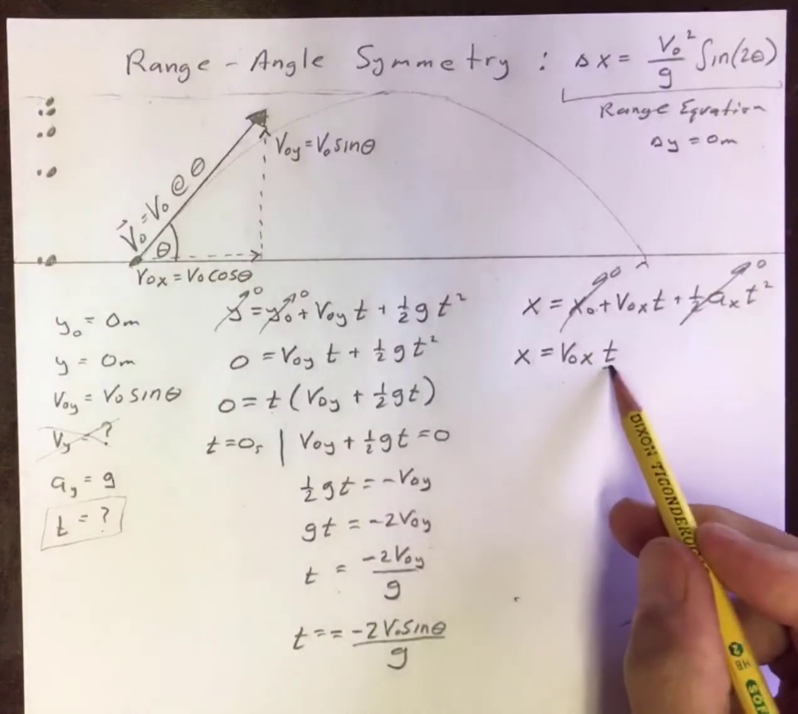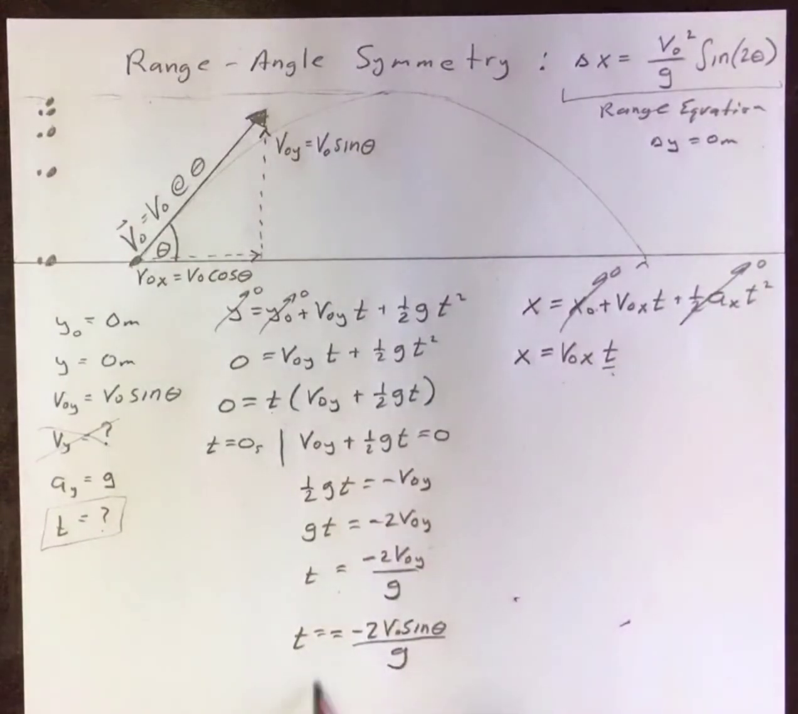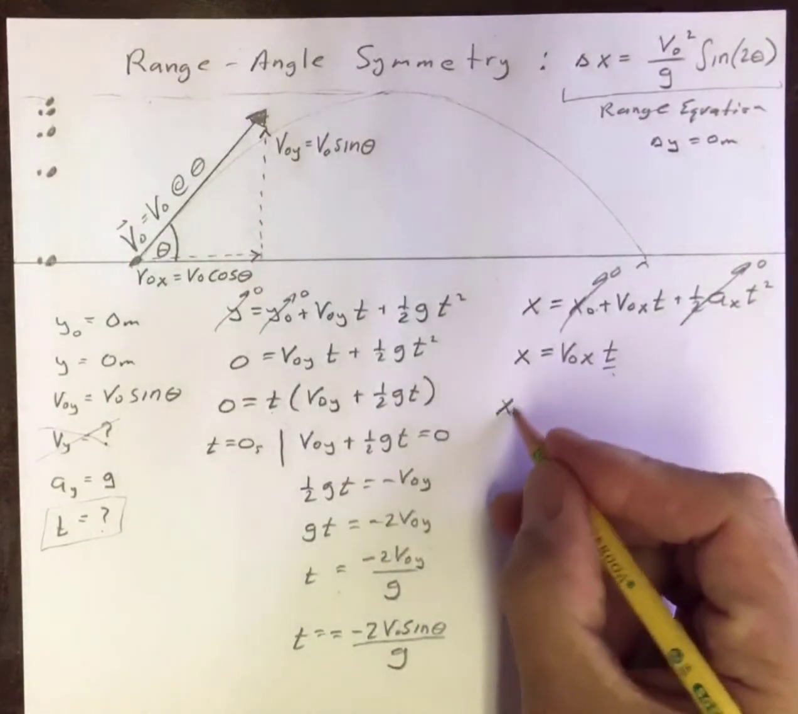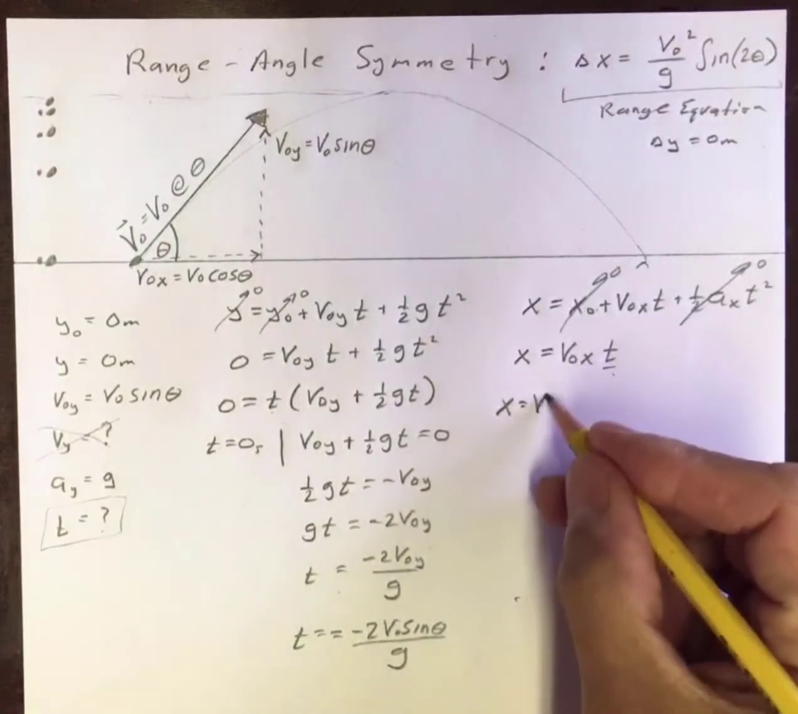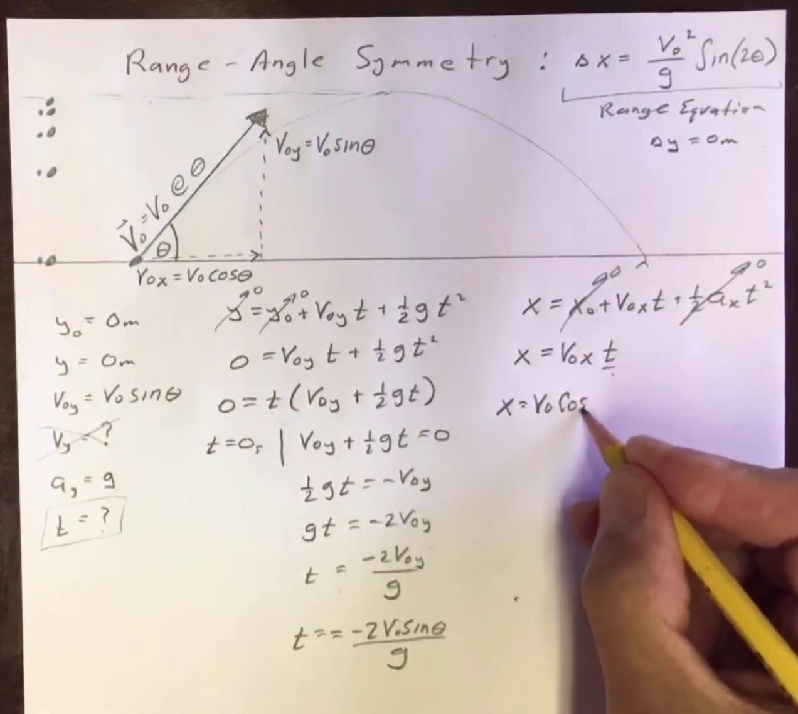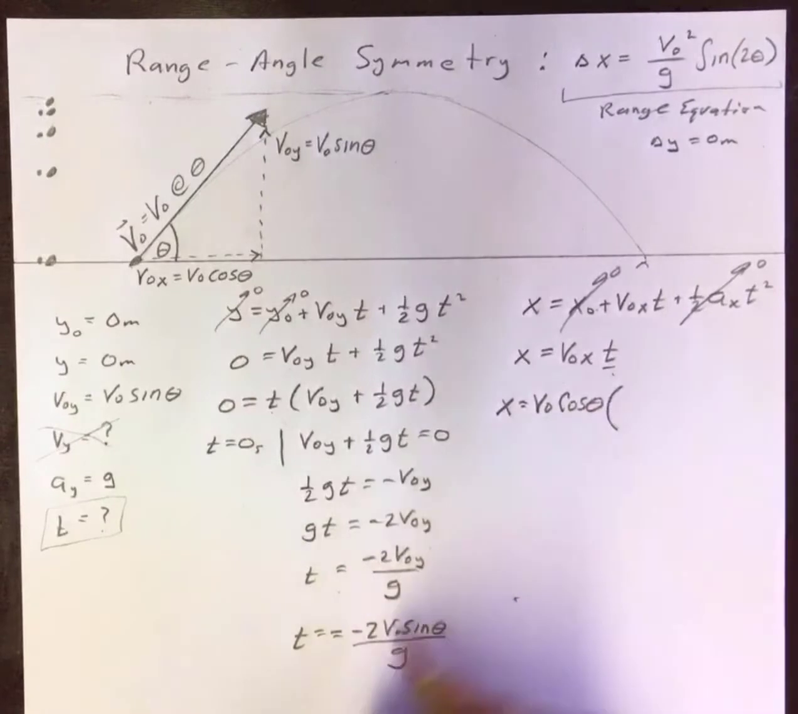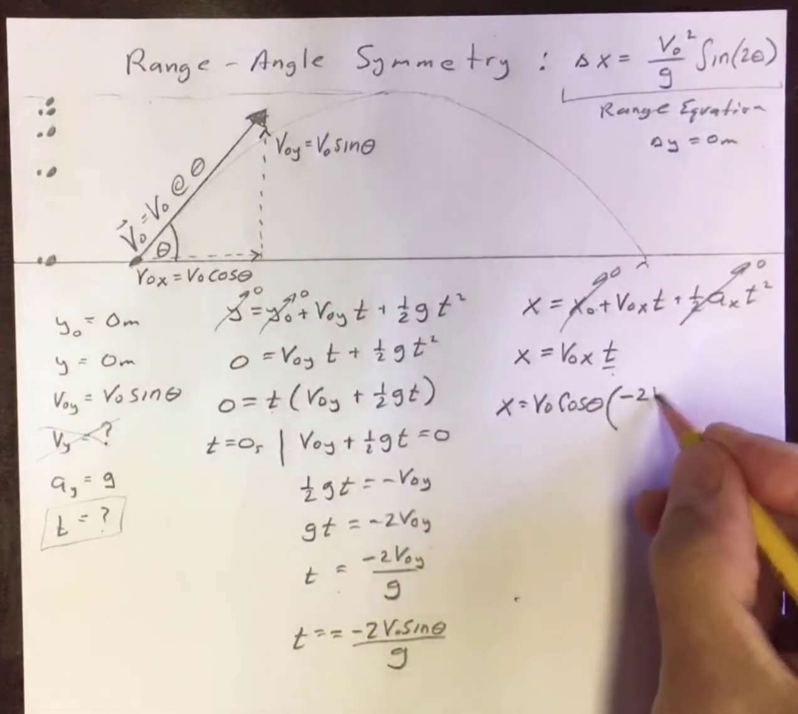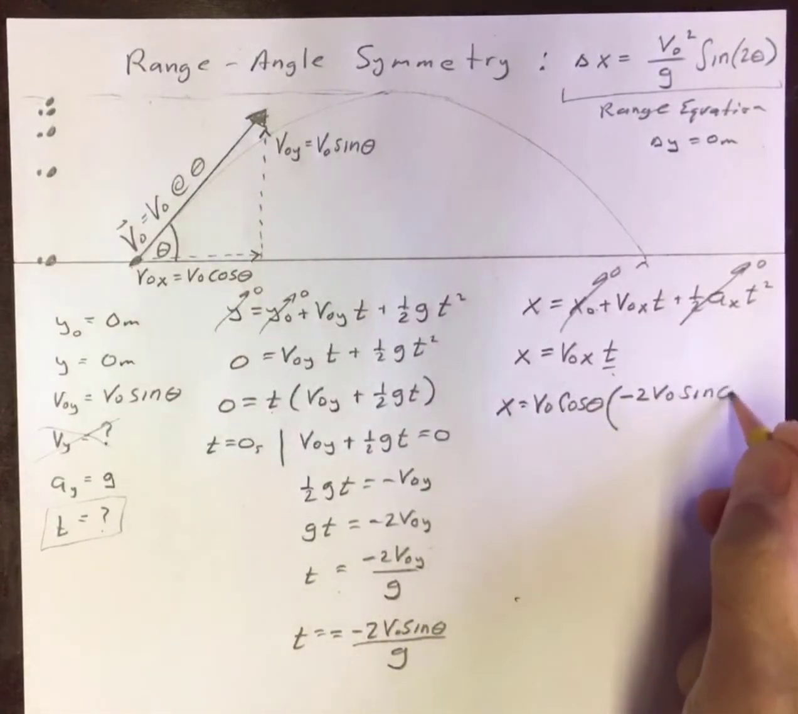So this t is whatever this t is. So I'm going to expand again. So v naught x is v naught cosine theta. And then here comes t. It's -2 v naught sine theta over g.